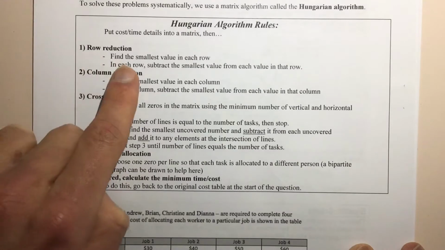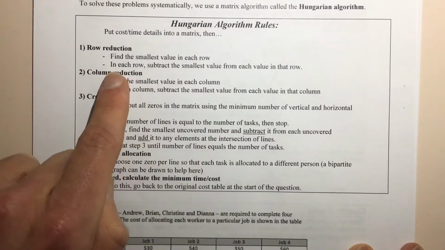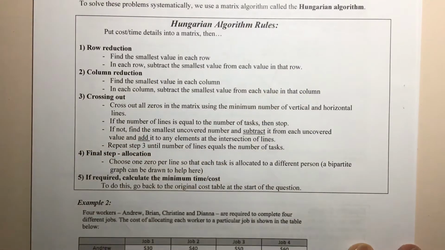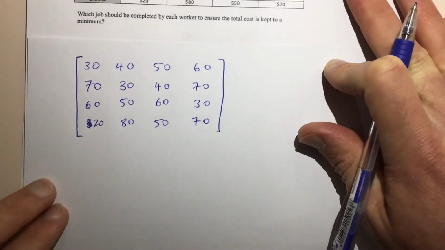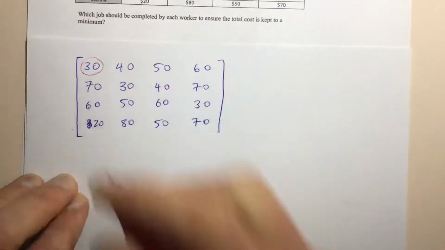This first step is row reduction. So our description here is that we find the smallest value in each row, and then in each row, we subtract the smallest value from each value in the row. So start with the first row, and we find the smallest number in the first row, and in this case, it's 30. 30 is the smallest number in the first row.